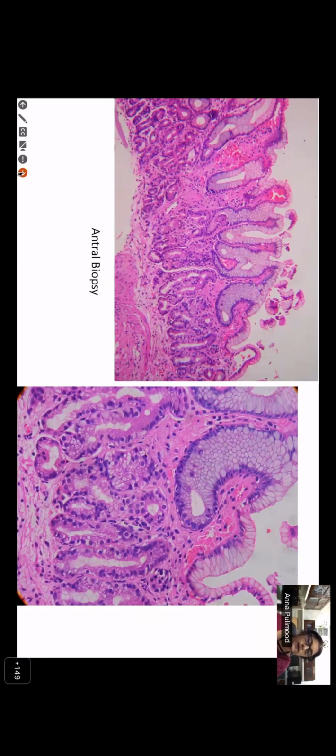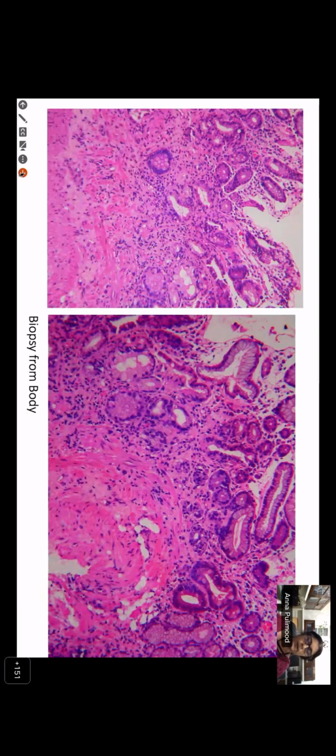Now, this is a higher magnification of the antral mucosa. Like you said, the architecture is normal. So the foveolae occupy about half the height of the mucosa. Glands occupy about half. No real gap between the glands. And inflammation is very minimal. It's almost normal. This is from the body.